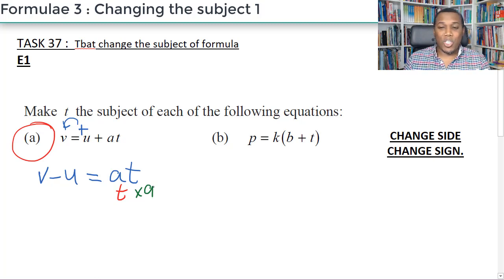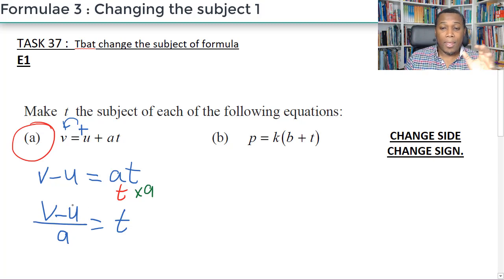Exactly, division. So my next line and my final line, T is going to be all by itself. A needs to move over to the left. It is a multiplication by A. So on the left, everything that's currently on the left, so the V take away U, all of it has to be divided by A. And that is the formula to find T, to find time. That's what T stands for in this particular context.